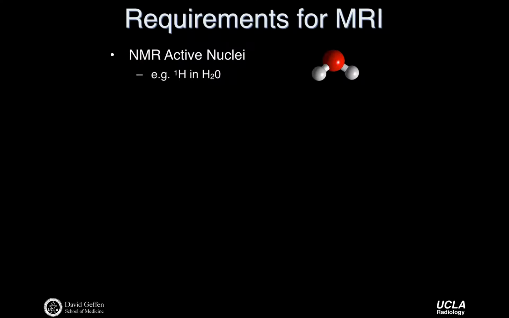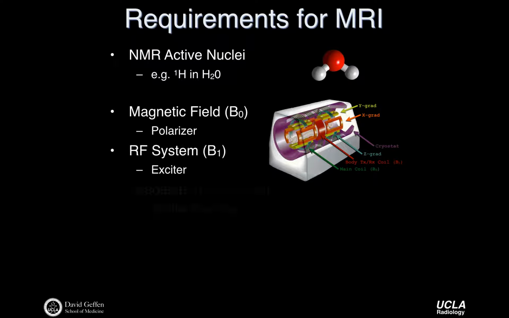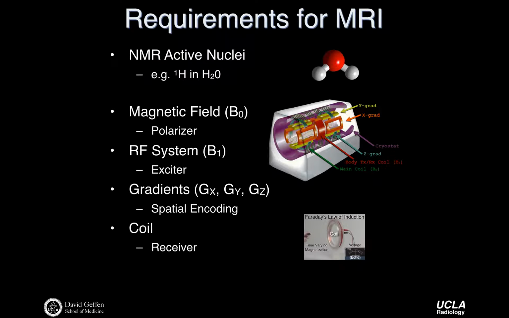Okay, so let's talk quickly about some requirements for MR. What is it that we have to have in place to do the MR experiment? You can just put the bottom of these. So we need to have something that's a so-called NMR active nucleus.